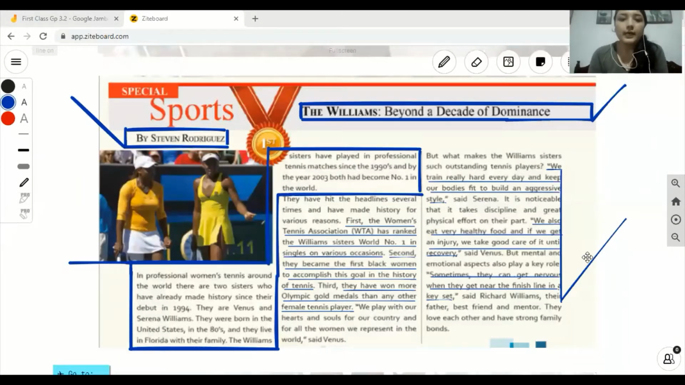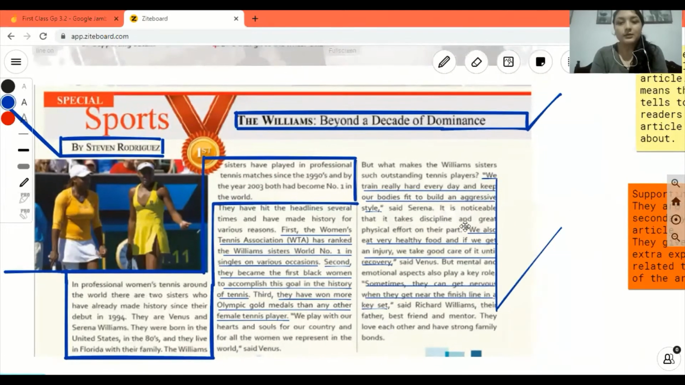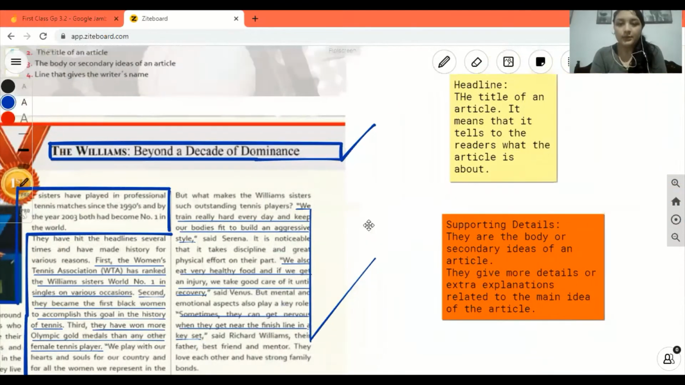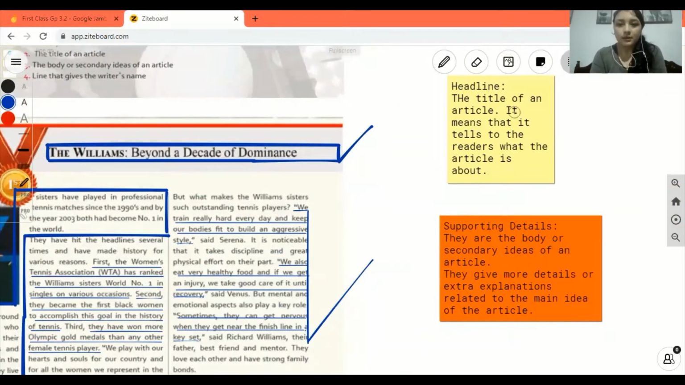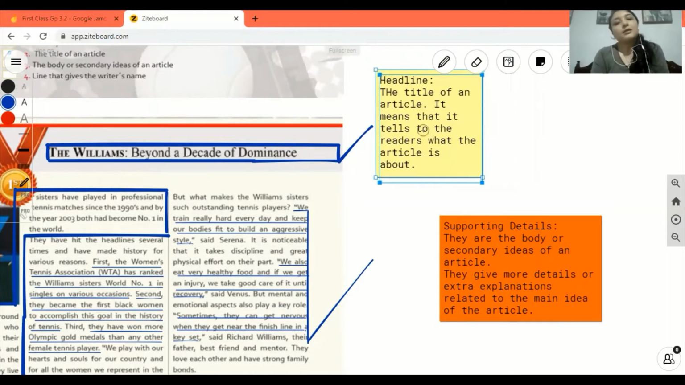Here we have the article that you have in your box, exactly page 14 in Reading 2. We are going to identify the different parts that an article has. In this case, it has 4 parts. The first one is the headline. The headline is the title of an article. It tells the readers what the article is about.